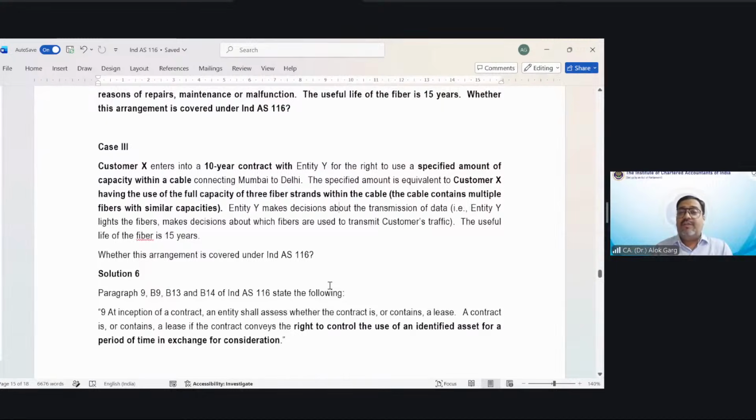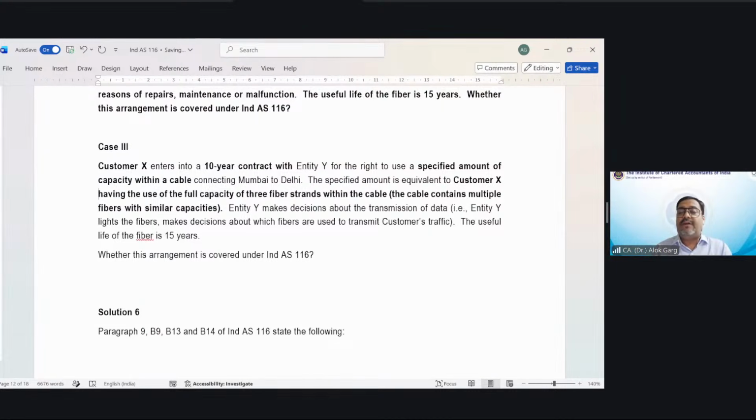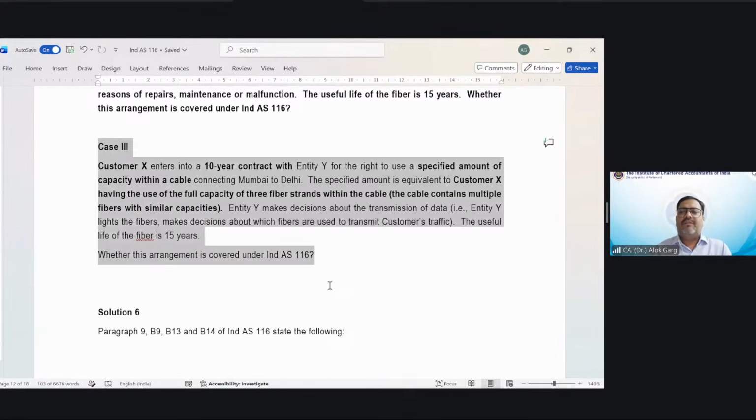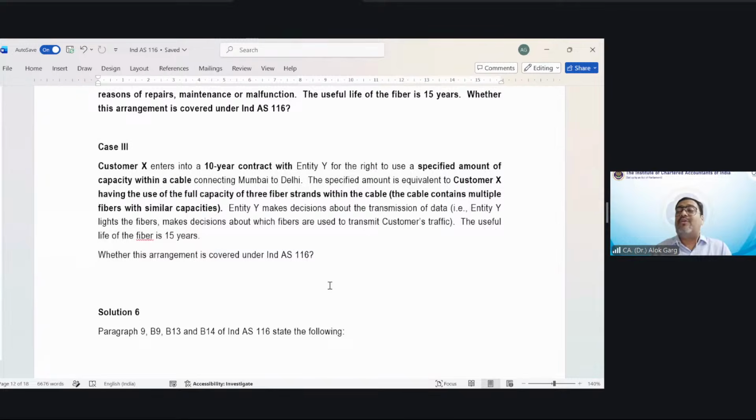Sir, do we need to write like in this Word file, the detailed answer is written? Do we need to write all these things? No. You need to write only what is the condition of identified asset, what is the condition of right to control the use of the asset, and then considering those conditions, you need to evaluate case 1, scenario 1, 2, case 2, case 3, and you need to provide your answer. That's all. You are not required to write any paragraph number and the exact technical language. If you remember the exact technical language, that is good. But if you don't remember, at least it should not be wrong in substance.